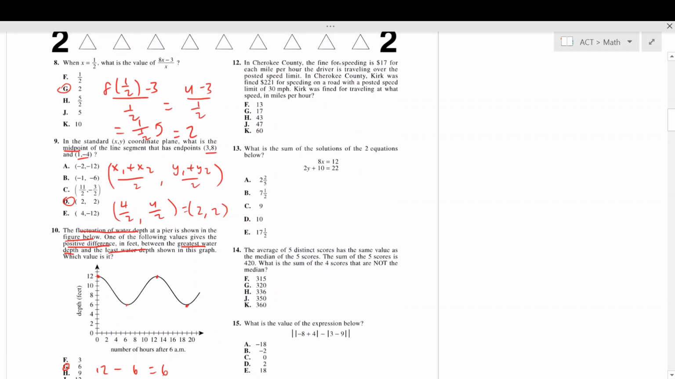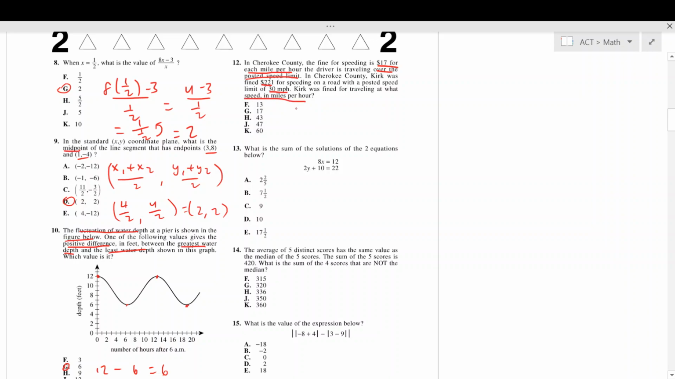In this county, the fine for speeding is $17 for each mile per hour over the speed limit. So if I drive 1 mile per hour over the speed limit, I'm fined 17. If I drive 2 miles per hour over the speed limit, then I'm charged 34. So he's fined 221 for driving on a road with a speed limit of 30. What speed was he traveling?